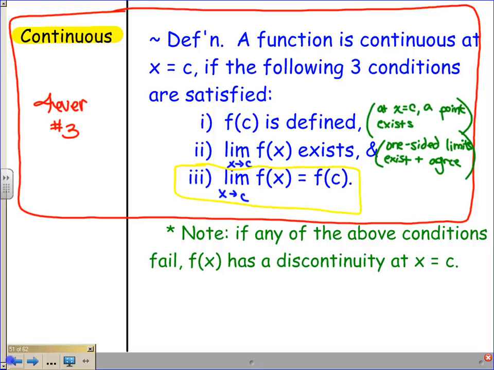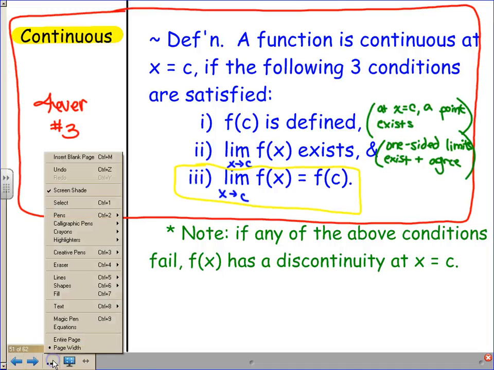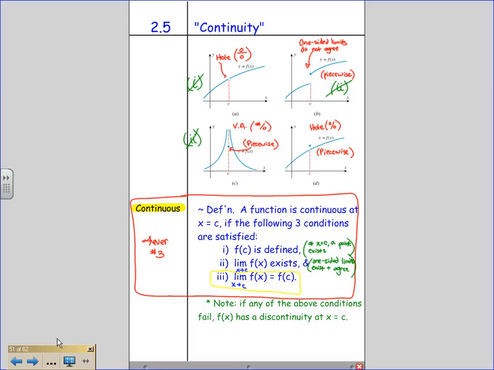And don't you have to have a limit? And don't they have to be the same? So for condition 3 to work, I'm going to have a point because that has to be a value. I'm going to have a limit because it's going to equal a number. Those two have to match. So guys, which one fails condition 3?